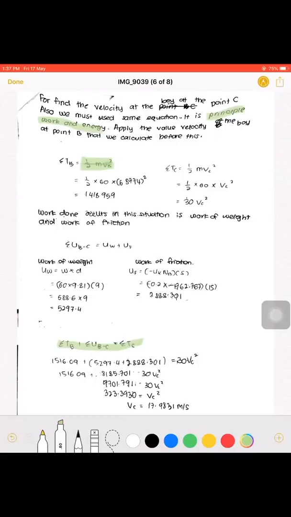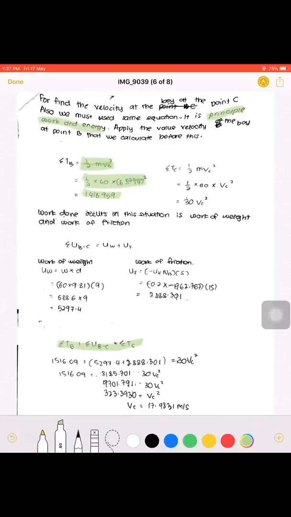Firstly, we calculate the initial kinetic energy at point B. We substitute the values: 1 over 2 times 60, the mass of the boy, times the velocity at point B, which is 6.8774 squared. Then we get the answer 1418.959, the initial kinetic energy at point B.